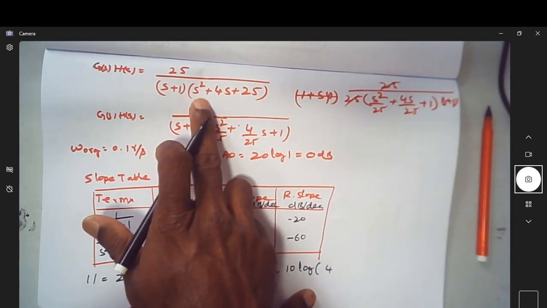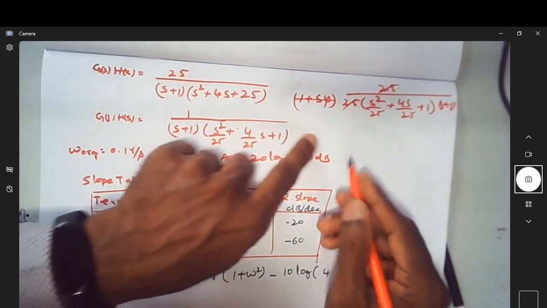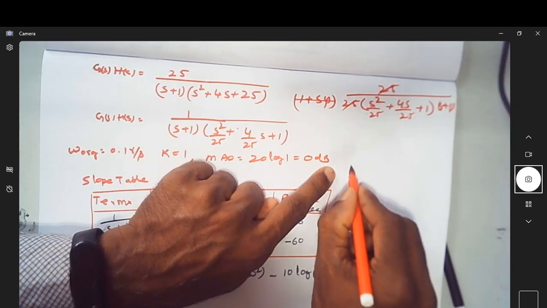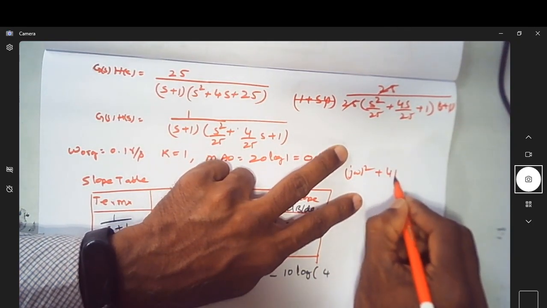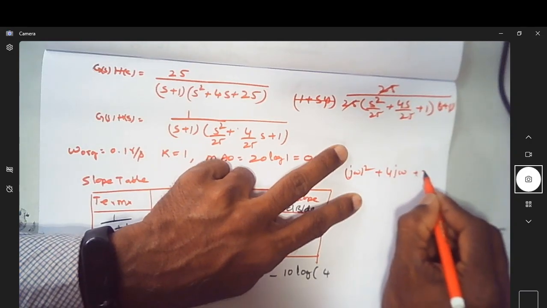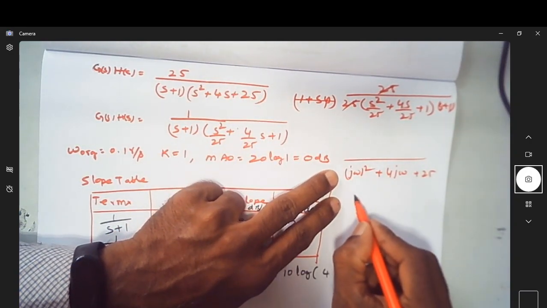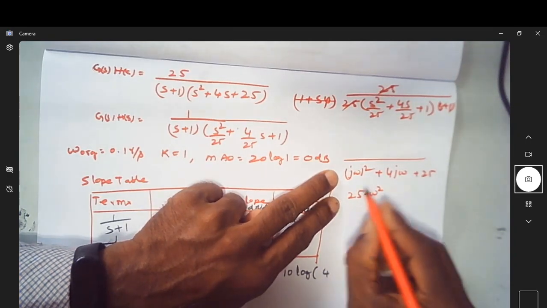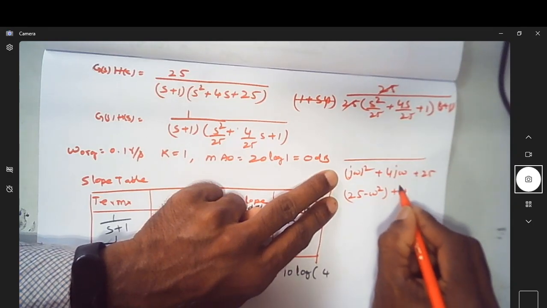Suppose you replace this s by j omega. Can I write this as j omega whole square plus 4 j omega plus 25? I'm just writing only this. So will it not become 25 minus omega square as the real part, and the imaginary part happens to be j 4 omega.